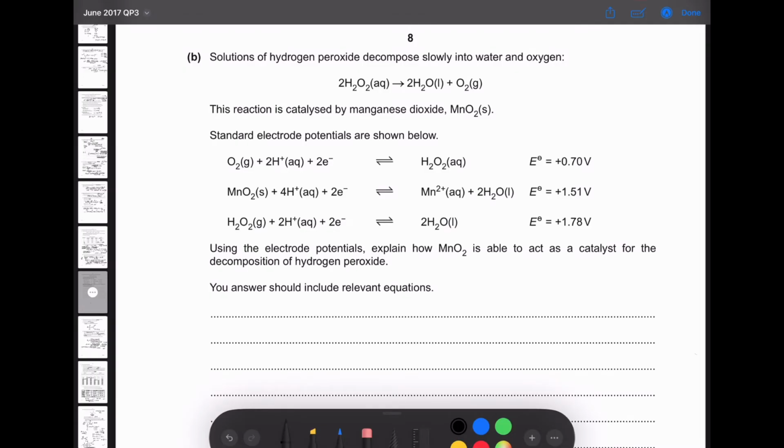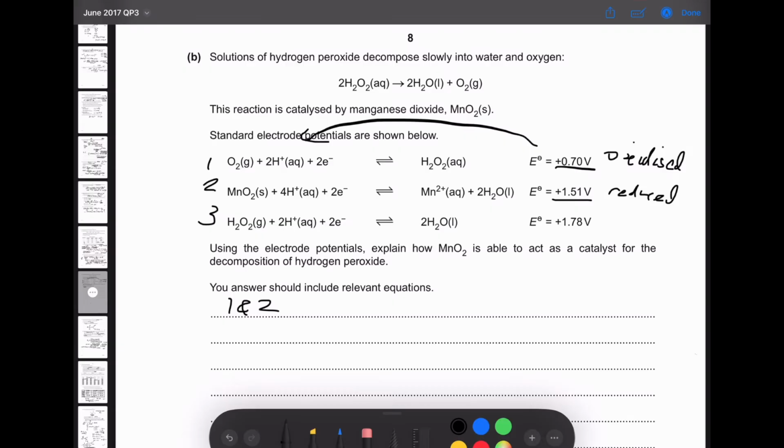So it's given us 3 here, which we're going to number 1 through 3, and we're going to start by comparing 1 and 2. So we've got 1.51 and 0.7. So the larger one we're going to say is reduced, and the smaller one we're going to say is oxidized, and the oxidized one by convention goes in the reverse direction.